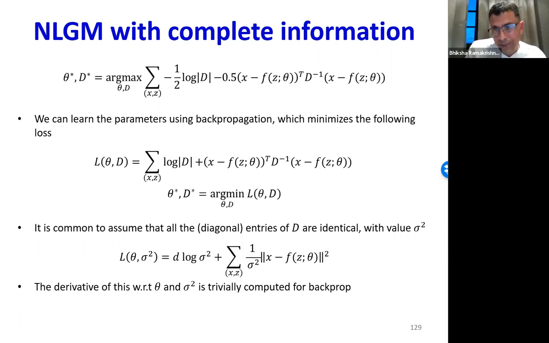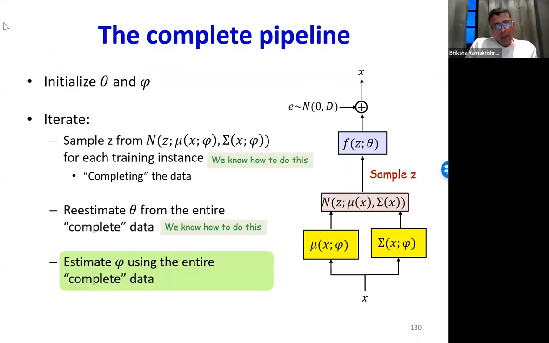So is this making sense? Yes or no? Okay, this is very simple, right? So now, if I have sampled z and completed each data instance, I know how to compute theta.